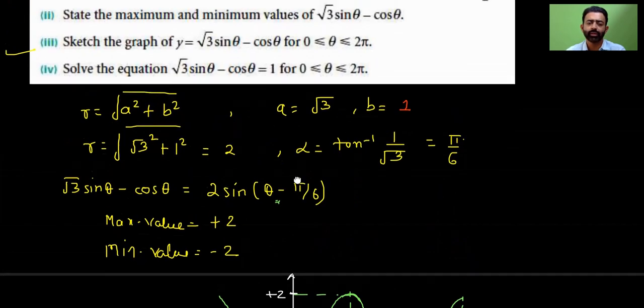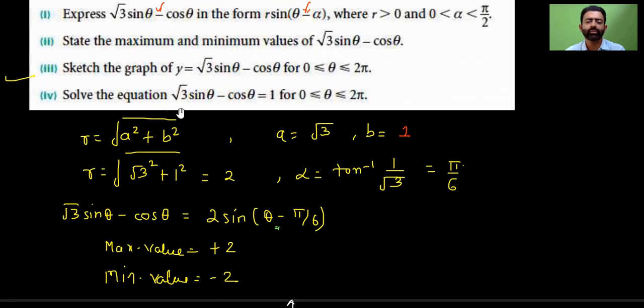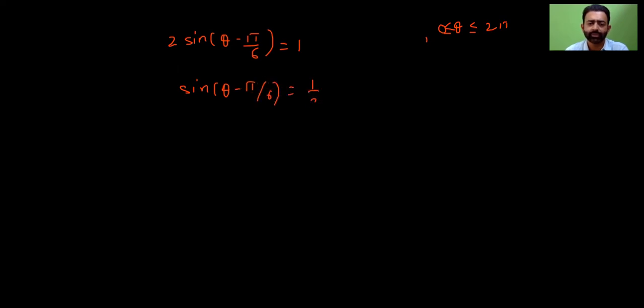Fine. And the last part, it is asking for, we have to solve the equation root 3 sine theta minus cos theta equal to 1. It means we have to solve 2 sine(theta minus pi by 6) is equal to 1, where theta lies between 0 to 2 pi. So just solve this equation. Sine of (theta minus pi by 6) is half.